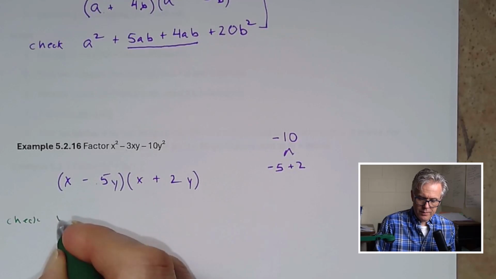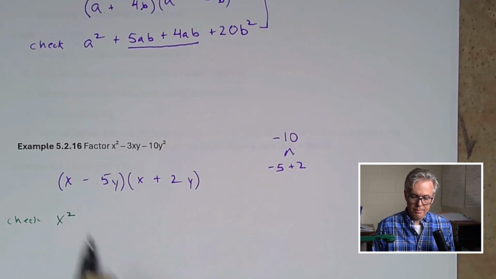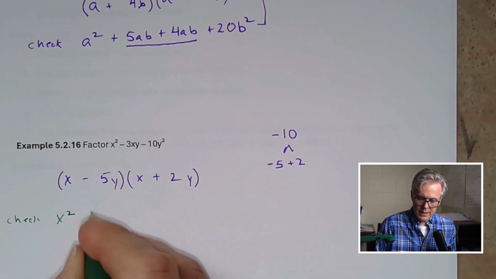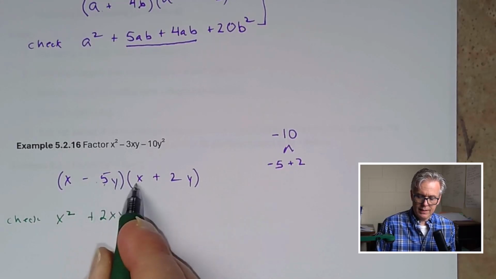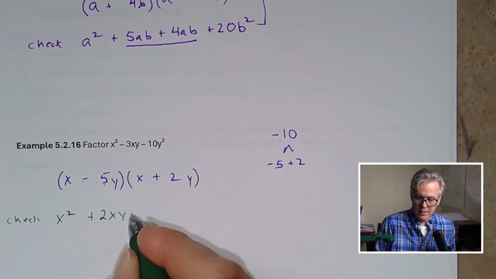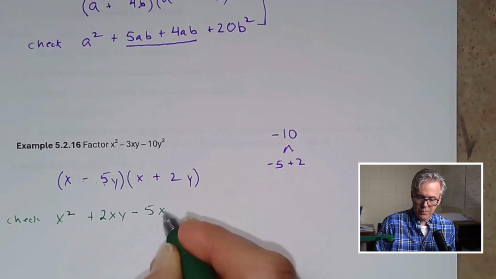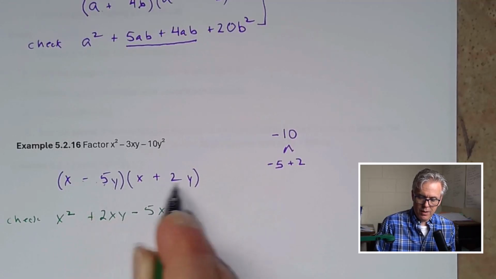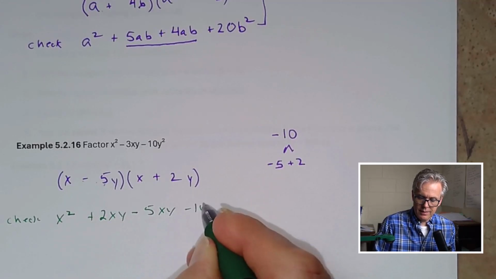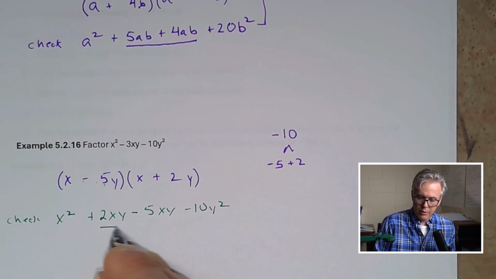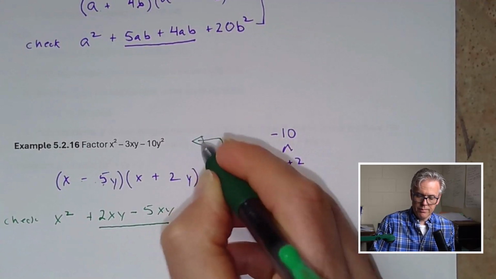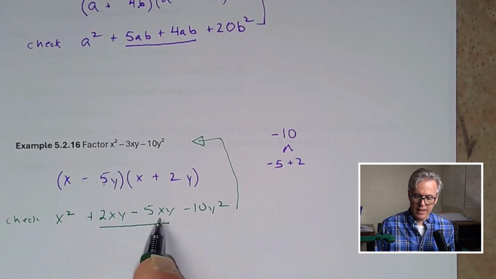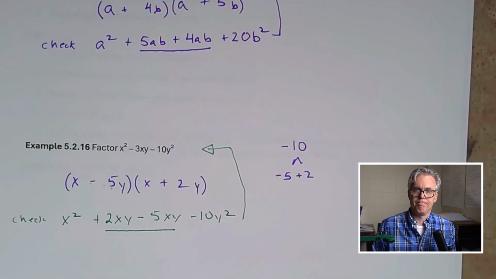Again, let's go ahead and check this. x times x is x squared. Then x times 2y is a plus 2xy. Negative 5y times x, that's a negative 5xy. Negative 5y times 2y is a minus 10y squared. We can combine these two middle terms, and it's going to give me my original expression. 2xy minus 5xy is a negative 3xy.